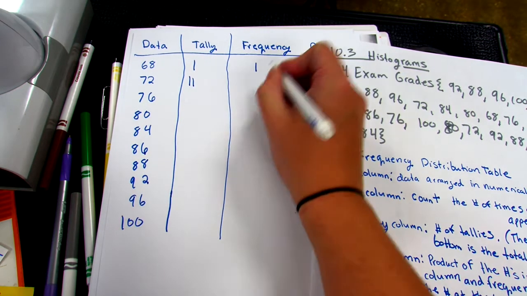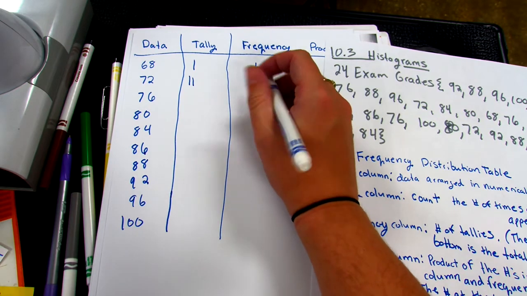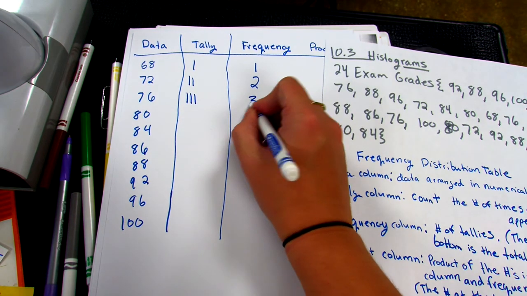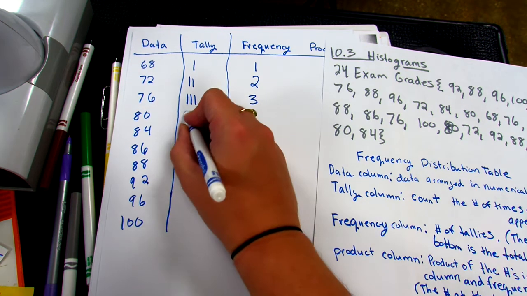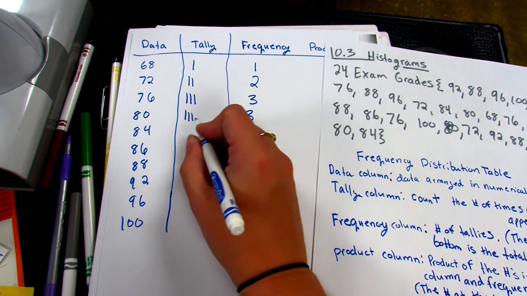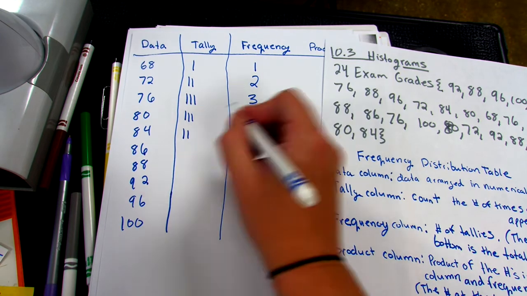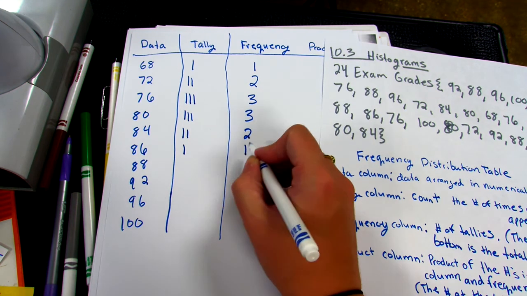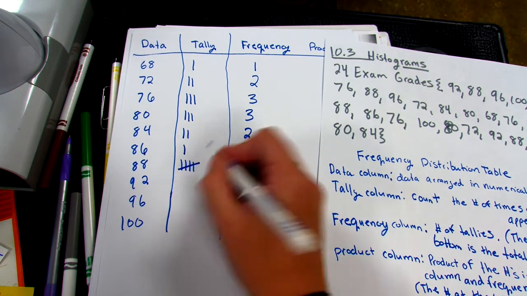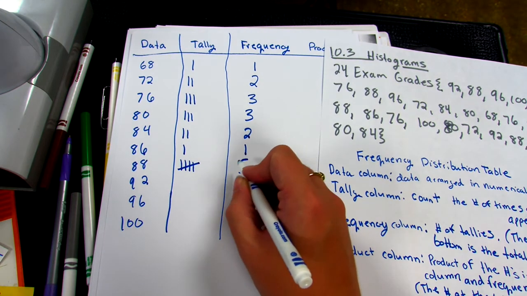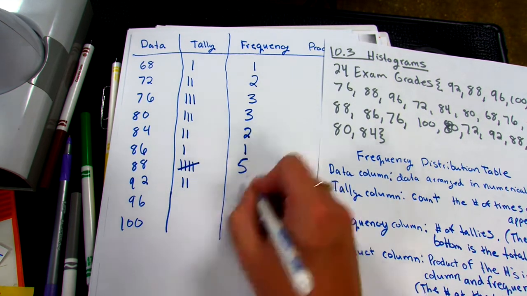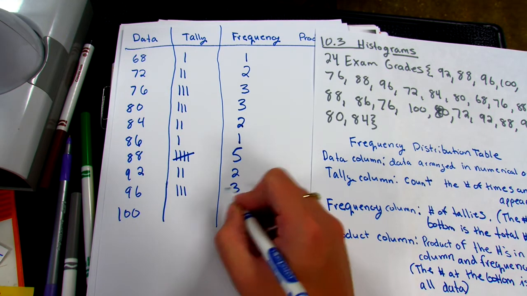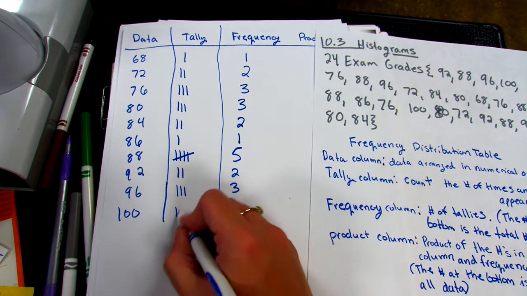72 occurred twice, so frequency is 2. 76 occurred 3 times, so my frequency is 3. 80 occurred 3 times, so my frequency is 3. 84 occurred twice, so my frequency is 2. 86 occurred once, so my frequency is 1. 88 occurred 5 times, so my frequency is 5. 92 occurred twice, so frequency is 2. 96 occurred 3 times, my frequency is 3. And then 100 occurred twice, so my frequency is 2.